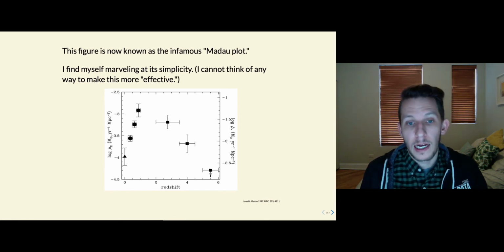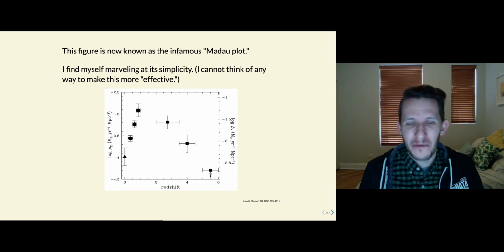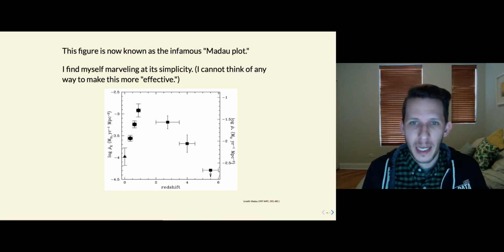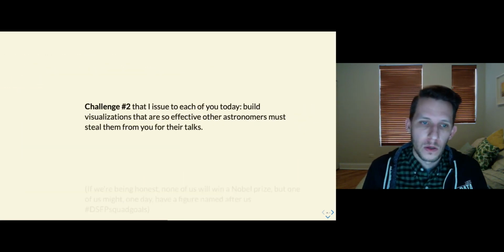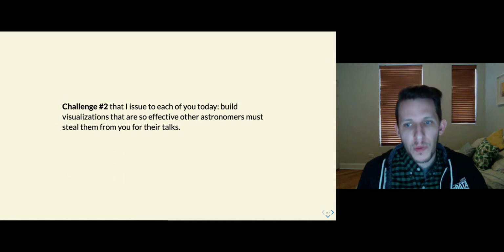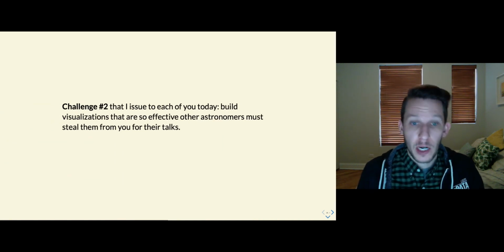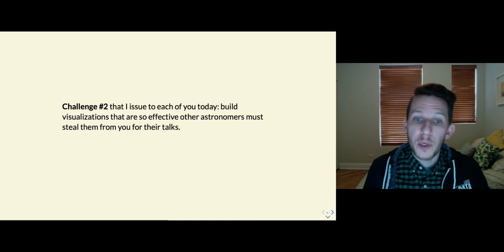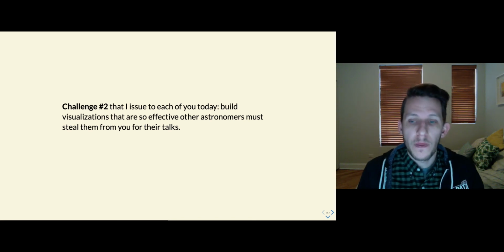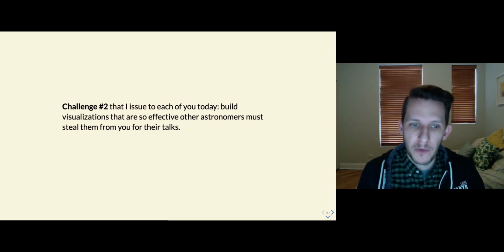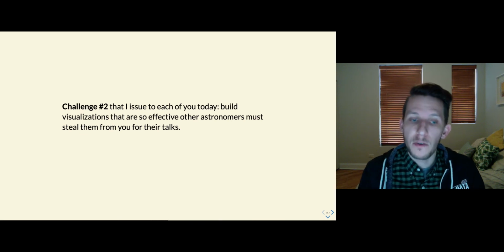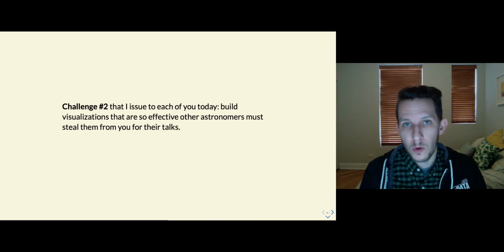So, all of us should strive to one day make a plot that will be named for us. Okay. So, that is the second challenge that I want to issue to you today. Build visualizations that other astronomers simply have no choice but to steal from you and put into their own presentations and talks.